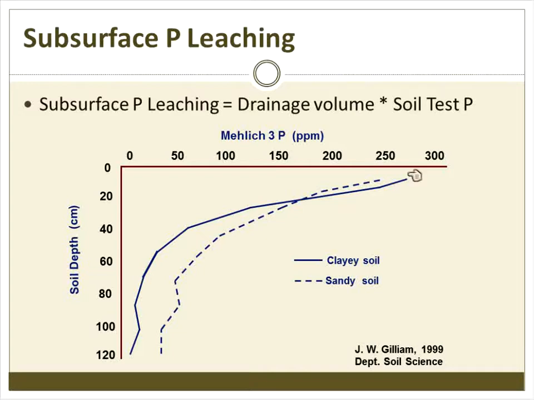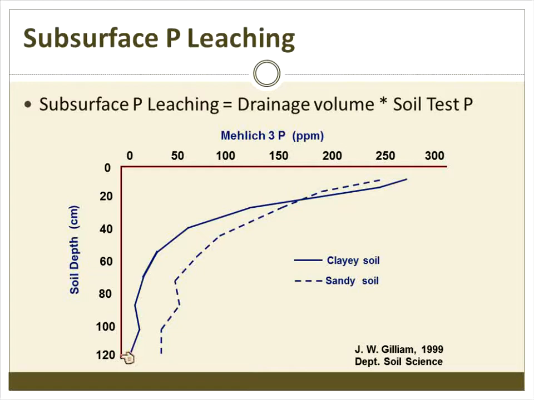Both of these soils started out around 250 Mehlich 3P, and as you look at your soil depth in centimeters, going from the top of your soil down to 120 centimeters, and so for those of you that think better in inches, this is about 50 inches down here.